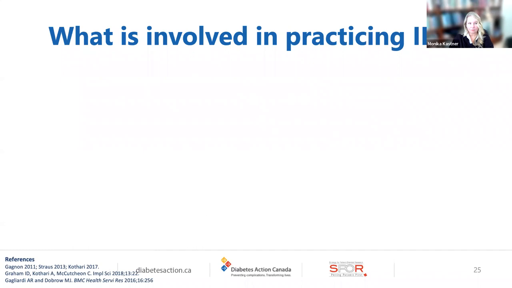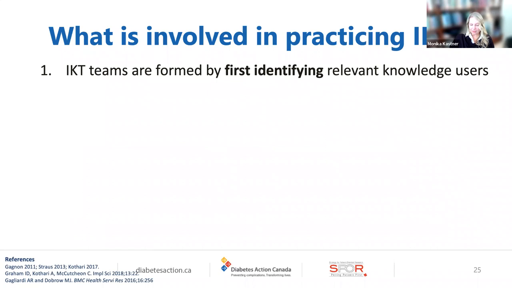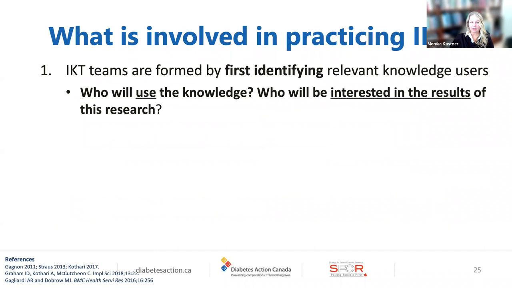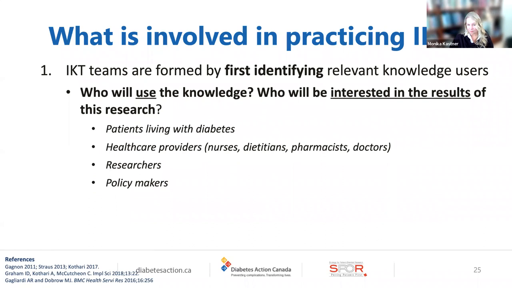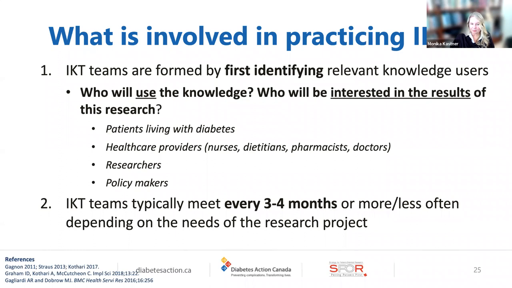So what is actually involved in practicing integrated KT? Usually we form KT teams by identifying relevant knowledge users, again, who will be interested in and will use the knowledge. And in the diabetes research world, this could be, of course, patients living with diabetes, healthcare providers that are involved in the care of these patients, nurses, dietitians, pharmacists, doctors, researchers, and policymakers. And typically these teams meet every 3 to 4 months, or less or more, depending on the needs of the research project. So what happens at these meetings?